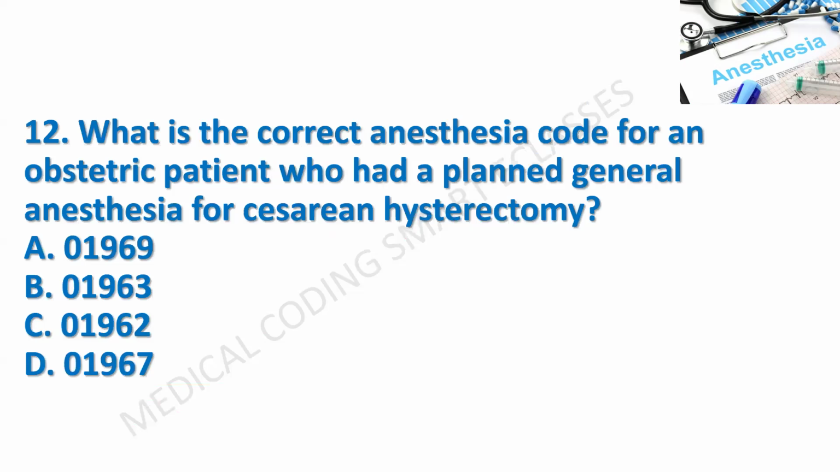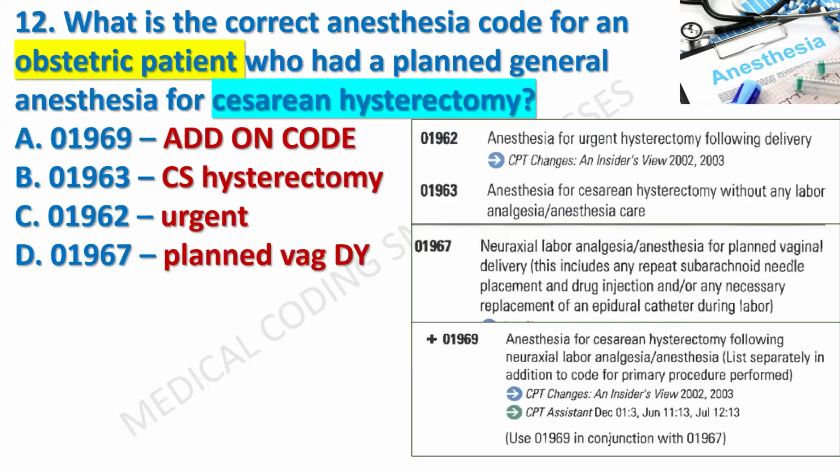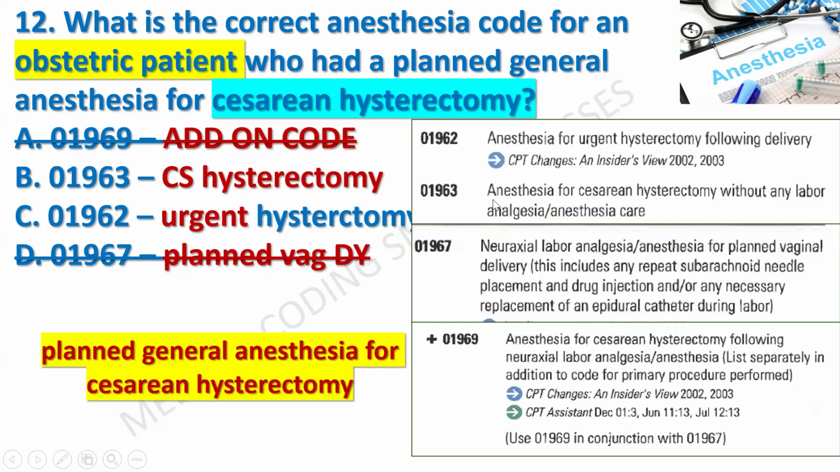What is the correct anesthesia code for an OB patient who had a planned general anesthesia for cesarean hysterectomy? So this is planned; 01969 is an add-on code for cesarean hysterectomy. 00196, they have not mentioned any planning. Urgent is 01962. So that is not a planned one. 01962 is an urgent one. Planned vaginal delivery is 01967. So even though the term planned is not there in 01963, all others are different cases. So we are reporting 01963.